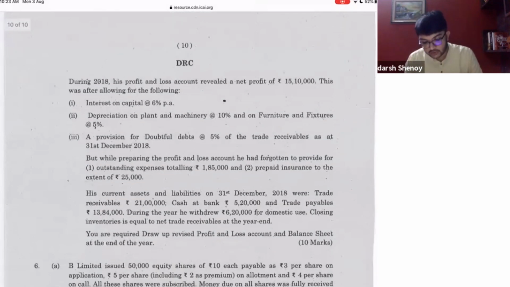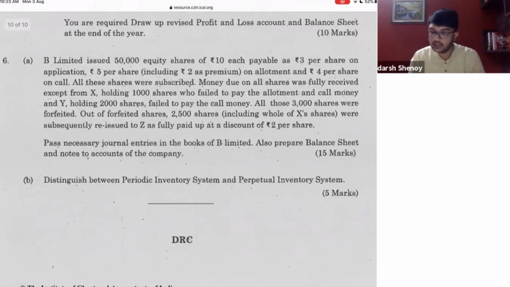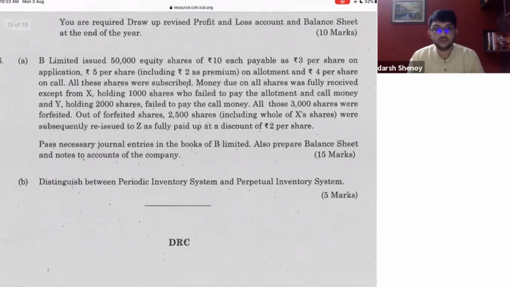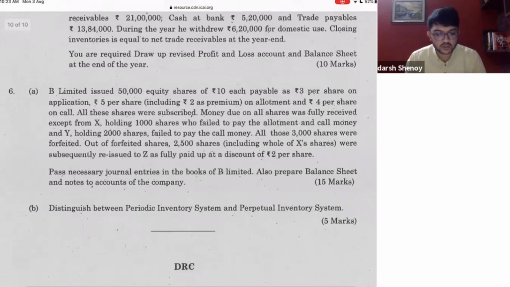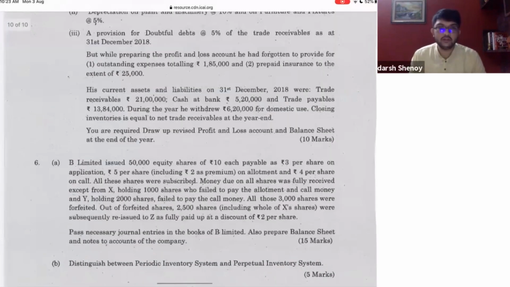Sometimes a 15-mark question could come. For example, 6A is a 15-mark question. It's from company accounts. One single question which was asked for 15 marks. Possible. So this is how our question paper is going to look. I hope I'm clear about this.